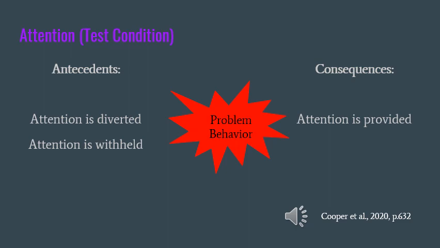During the attention test condition, attention is diverted or withheld. If the problem behavior occurs, then attention is provided. An example may be staff and a child are playing. The staff member says, "I have to go make a phone call," and leaves the room. If the target behavior occurs after that, then the staff would come back in and provide some sort of neutral redirection. "Don't do that, that's unsafe," and continue providing the original level of attention.